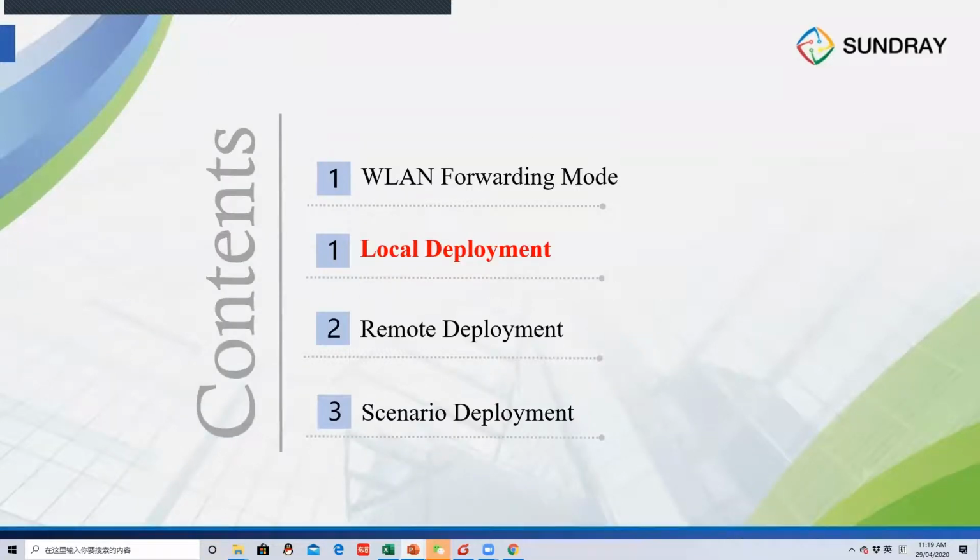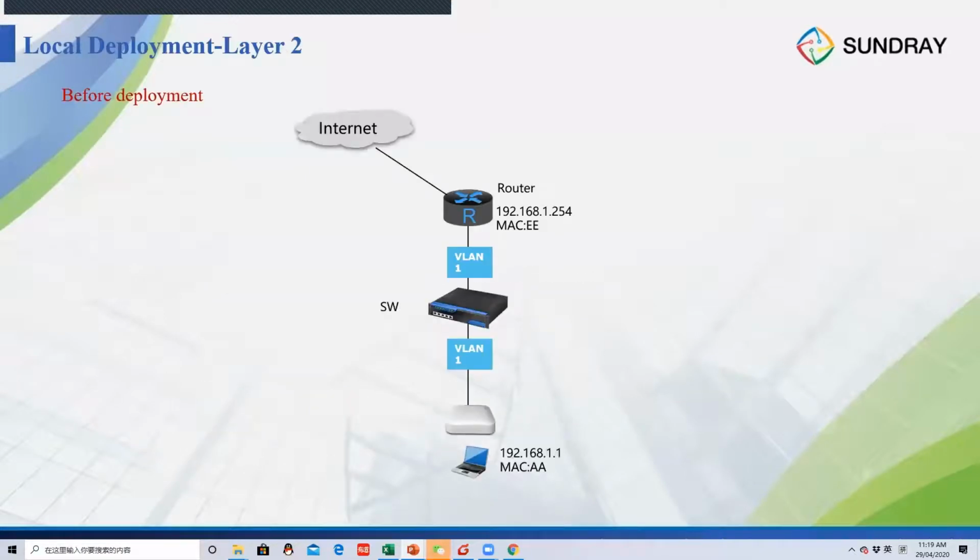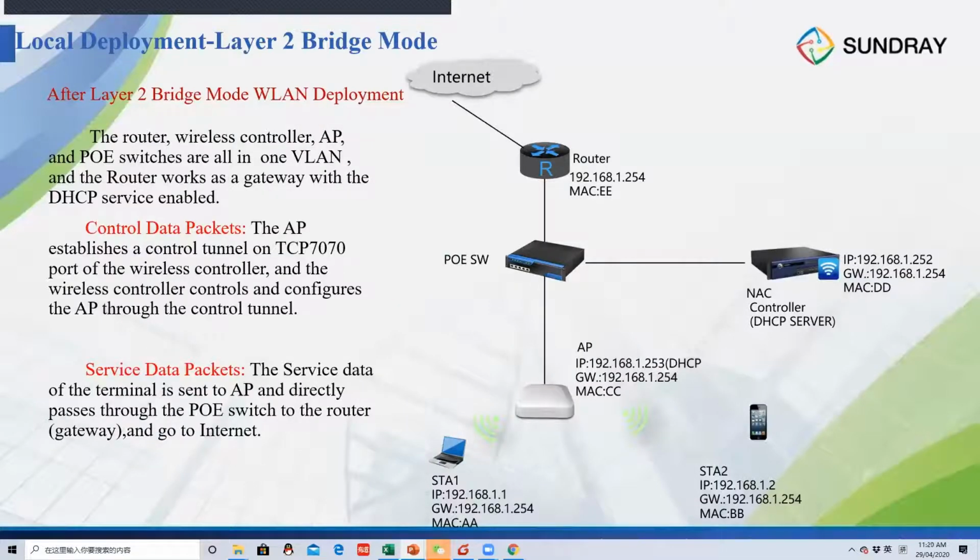Okay, now let's see the different deployment scenarios for our project. Let's see the local deployment. The local deployment is where we have the controller in the local LAN. You can say that this is the before deployment. We have a router, switch, and APs, and then we deploy one controller, and now it's in the bridge mode, and this is layer 2. So this is very easy. It's very easy for us to manage the network because the AP will be automatically discovered by the controller.